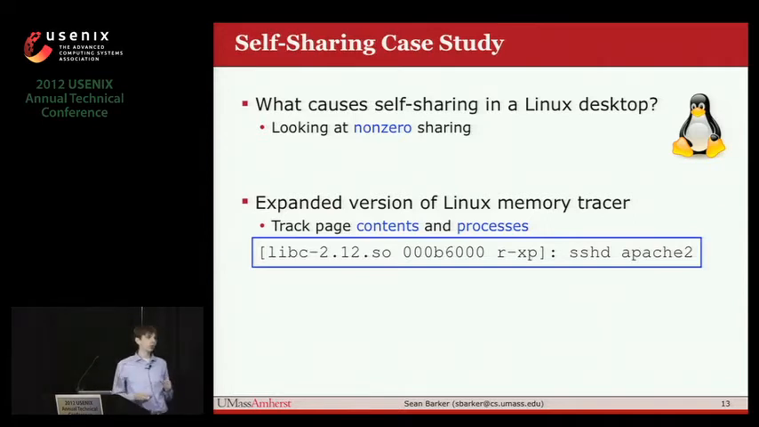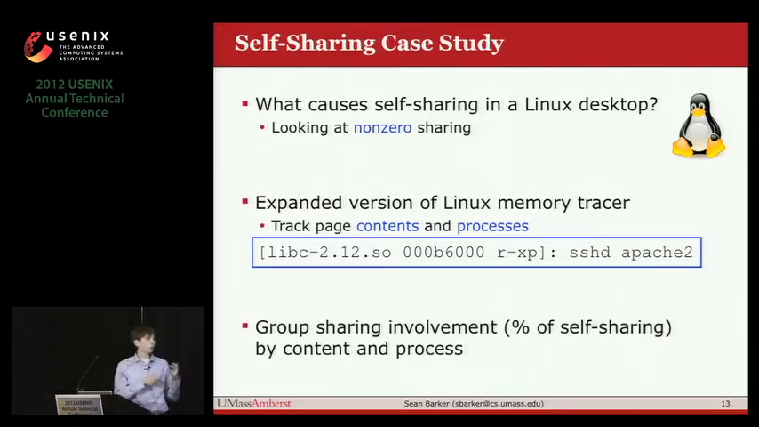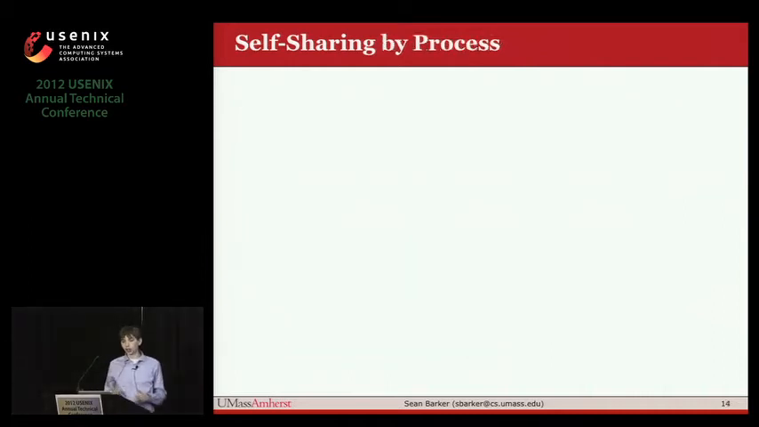Having this kind of information from a memory trace basically allows us to group the sharing involvement, as a percentage of the total self-sharing, both by the content that's involved in that sharing and also by the processes that are involved in that sharing. So let's look at what that looks like in the case of a Linux desktop.